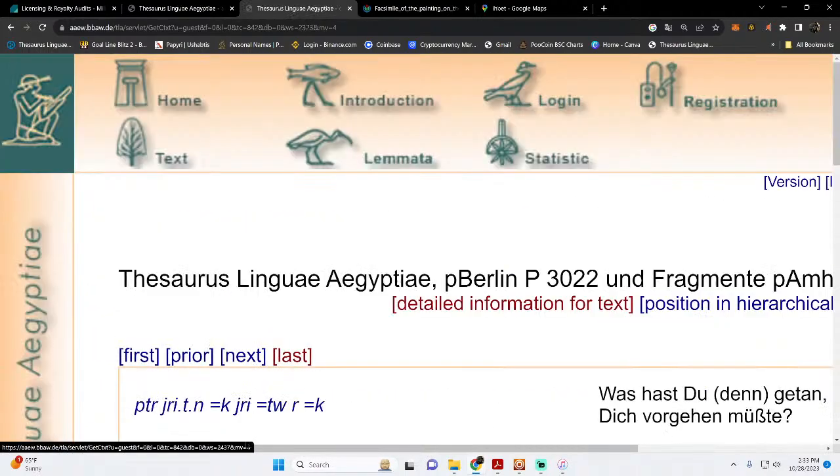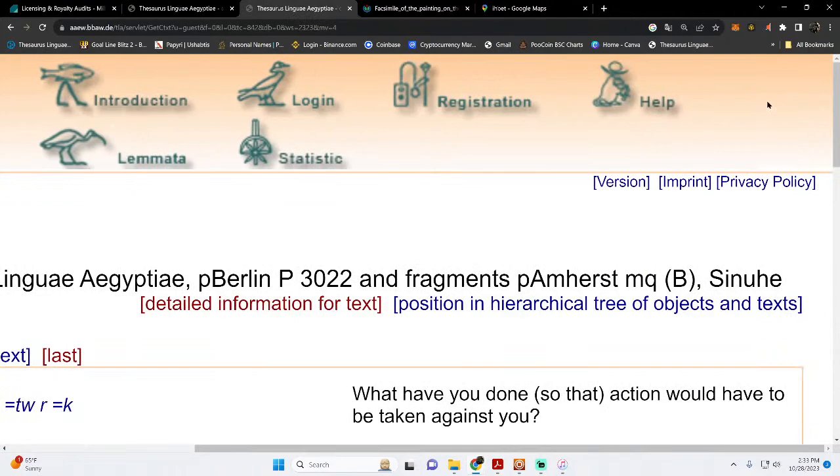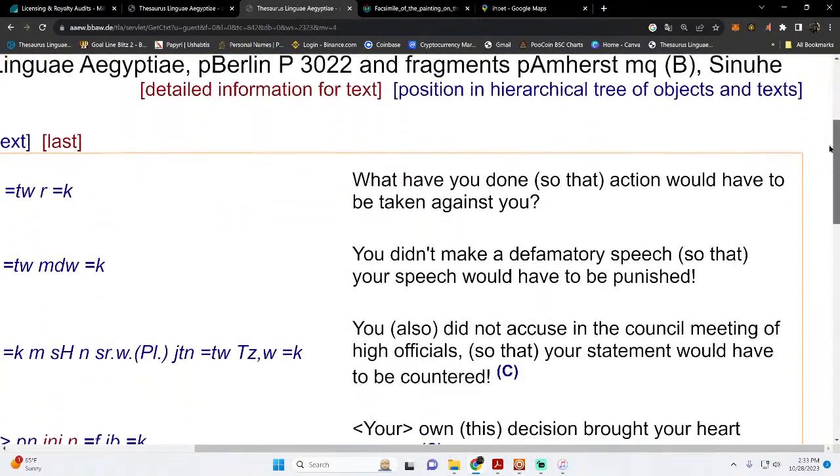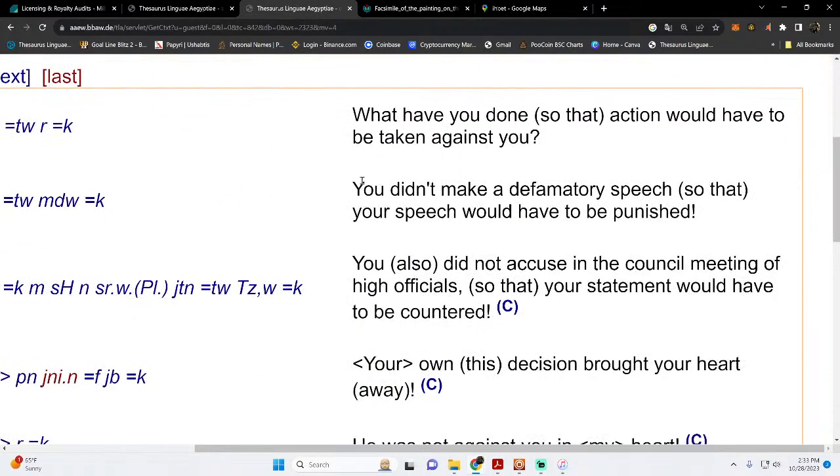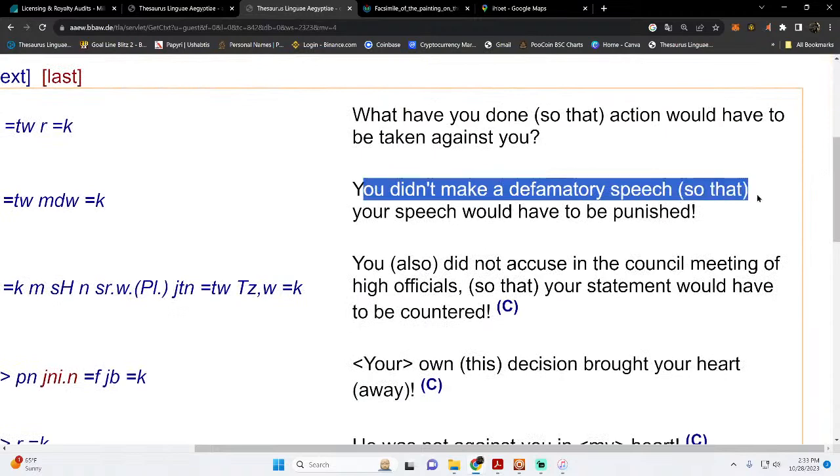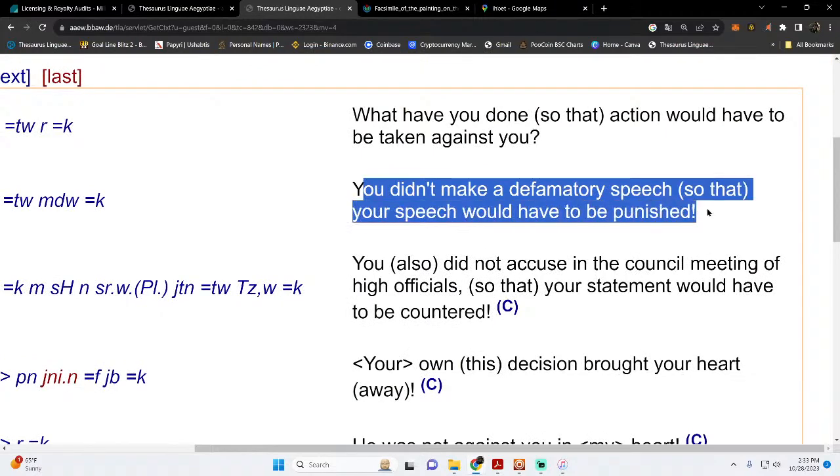Like, why are you on the run like a fugitive? Let's keep going. This is Senusret's action. Remember, he don't like these people nor them people. Now it says, did you make a defamatory speech so that your speech would have been punished?